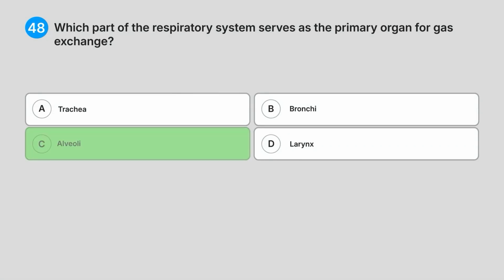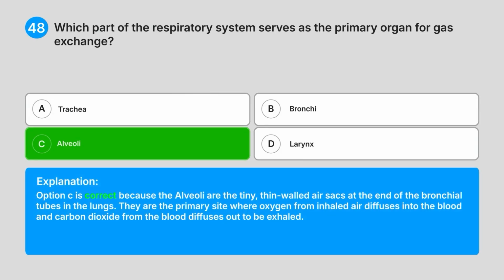Correct answer, C. Alveoli. Explanation. Option C is correct because the alveoli are the tiny, thin-walled air sacs at the end of the bronchial tubes in the lungs. They are the primary site where oxygen from inhaled air diffuses into the blood and carbon dioxide from the blood diffuses out to be exhaled.